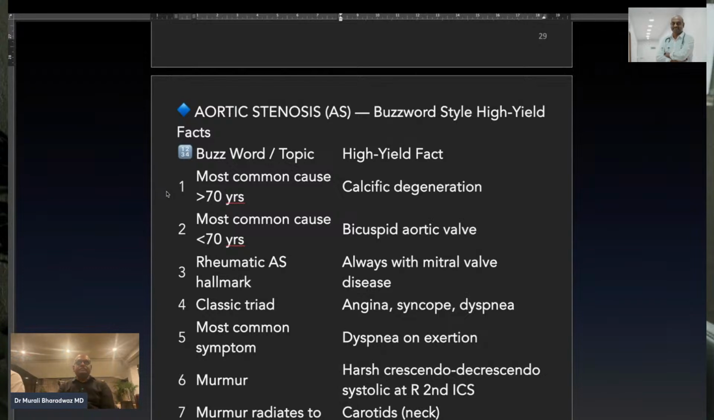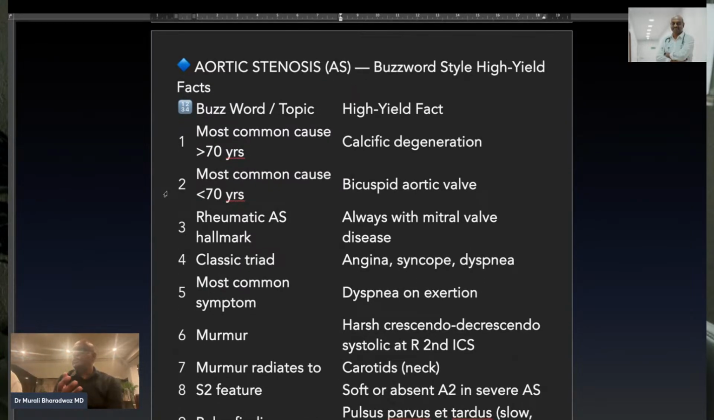Now, aortic stenosis. Most common cause? Calcific degeneration as we become old. Lot of times, whenever you do 2D echo or X-ray, you will find a calcified valve above 70. Then what is the most common cause less than 70 years? Normally 3 cusps will be there for the aortic valve, only bicuspid aortic valve. A lot of these people with bicuspid aortic valve do have aortic stenosis, but they are asymptomatic.